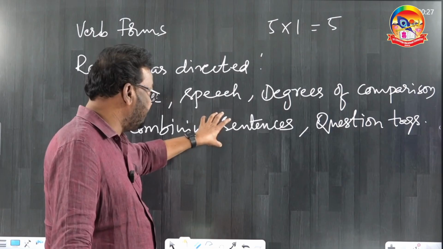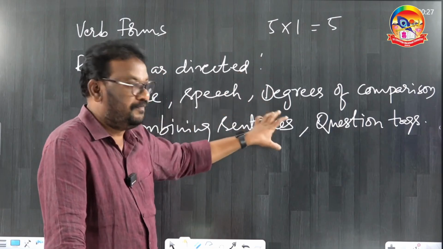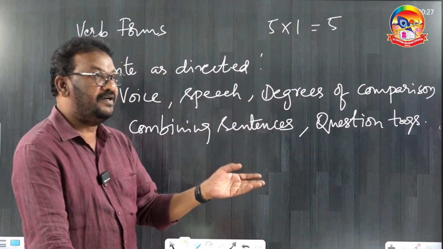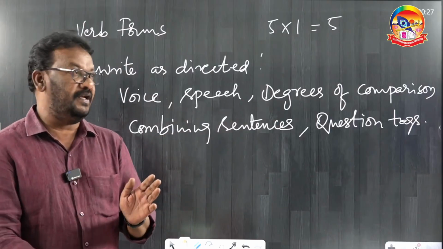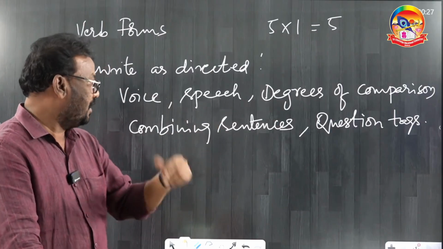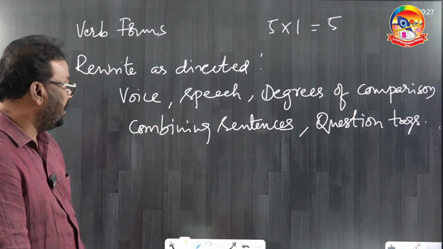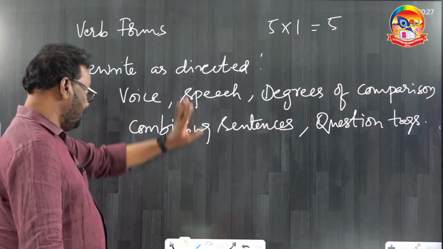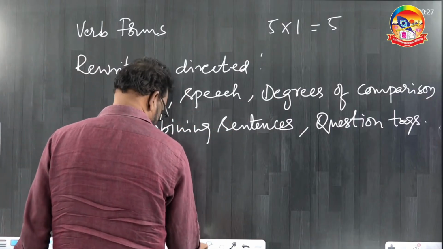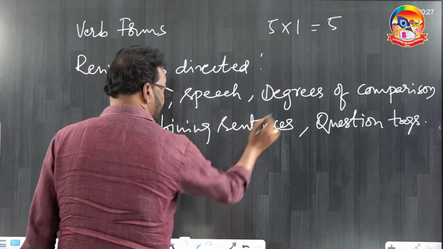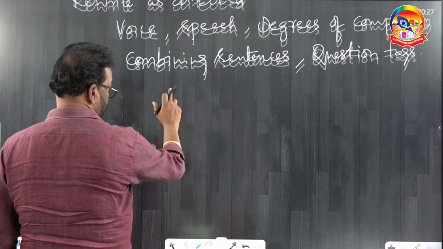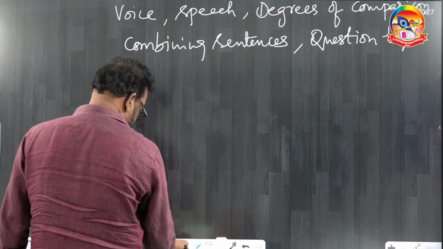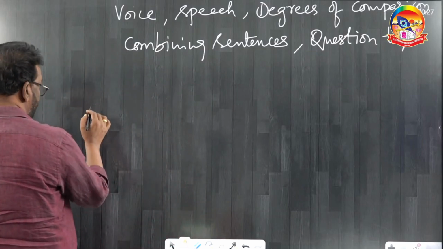Coming to combining sentences, easiest of all these 5, and of course in brackets you will be given, combine the sentence using to or so that or whatever you are given, and you need to combine the sentence. And of course you will be able to score 5 out of 5 very easily in this area. And coming to question tags, only 2 or 3 sentences will be difficult to form a tag.